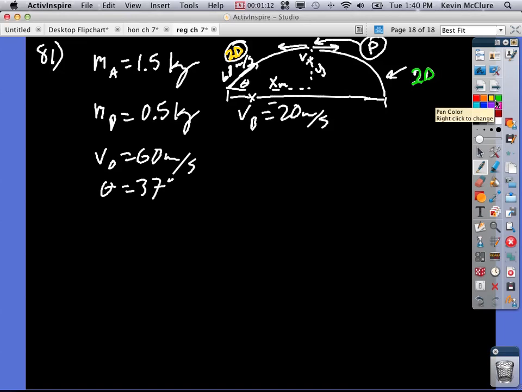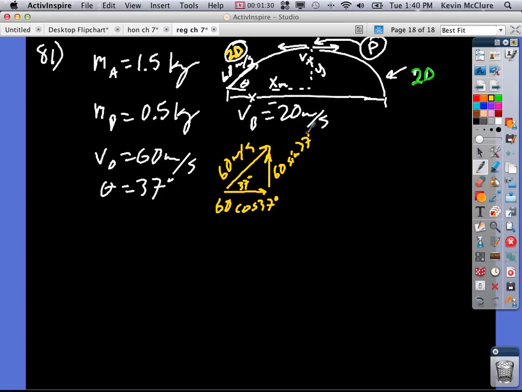All right, if I have no idea what I'm doing, I still follow certain basic things. Number one, I crack the 60 meters per second at 37 degrees. I'm going to crack that right away. This is going to be 60 cos 37. This is going to be 60 sine 37. This comes out to be 47. I'm just going to say 48, just to make my life super easy. And this one is like 36.